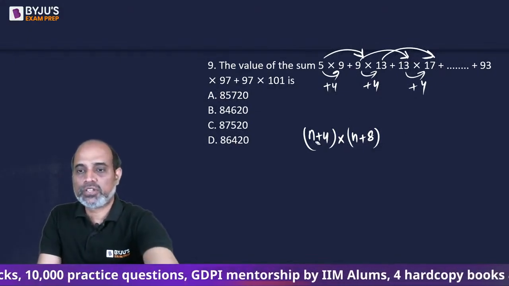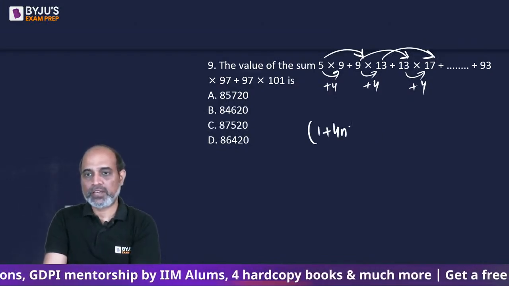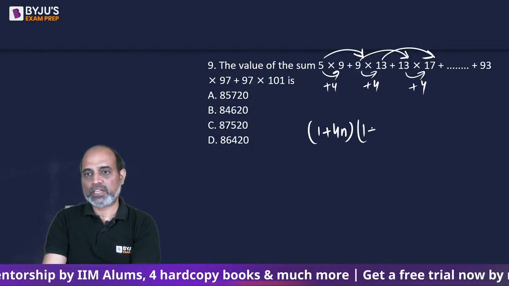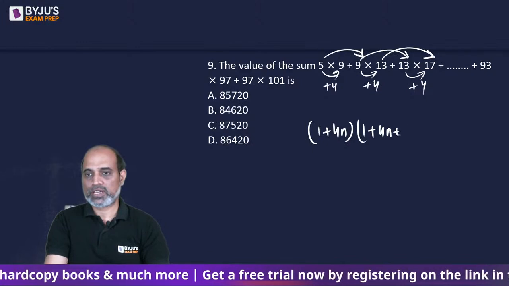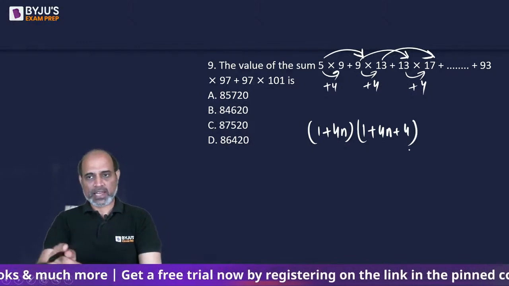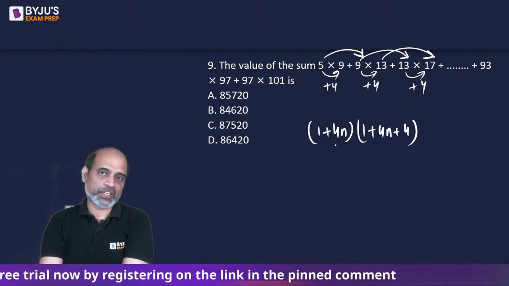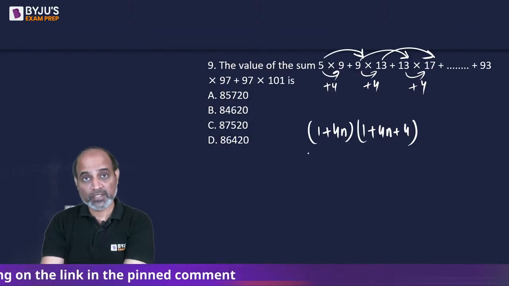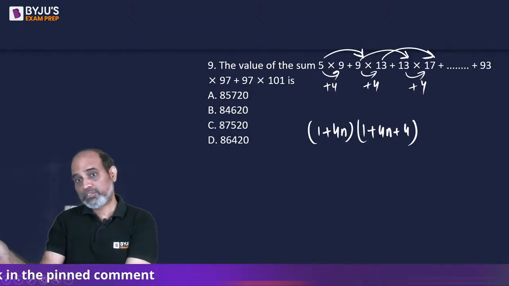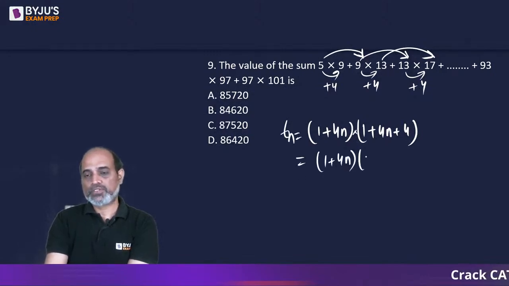So let's write it like this: this is 1 plus 4n, and the other one is 1 plus 4n plus 4. I hope this will make more sense. I could have skipped this step, but I want to show that if n is 1, you will get 5. When n is 2, you will get 9. When n is 3, you will get 13. And the next one will be 4 ahead of it. So this is the general term here, which is nothing but 1 plus 4n into 5 plus 4n.